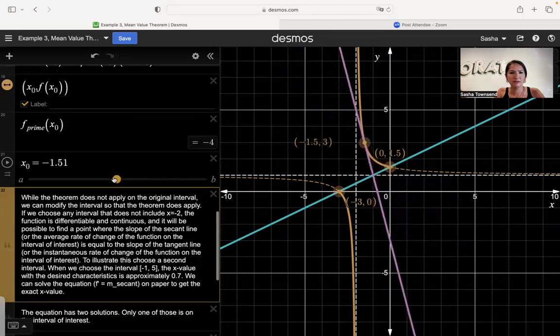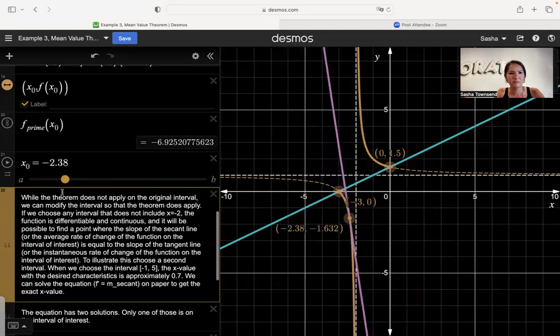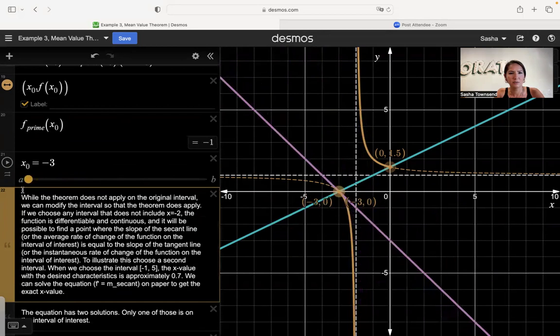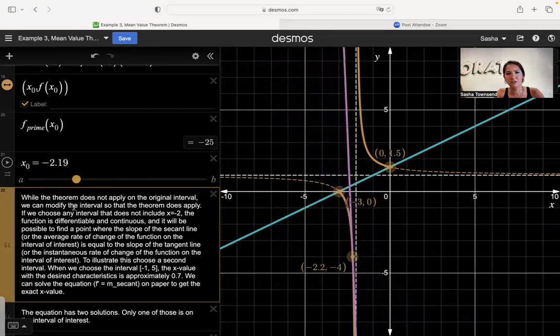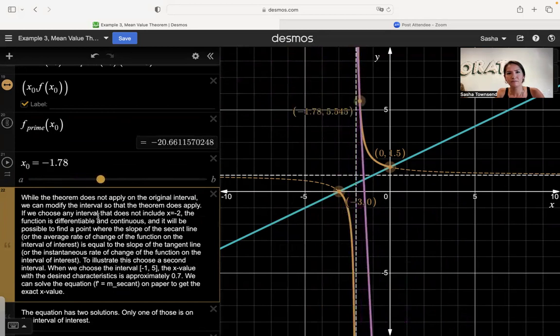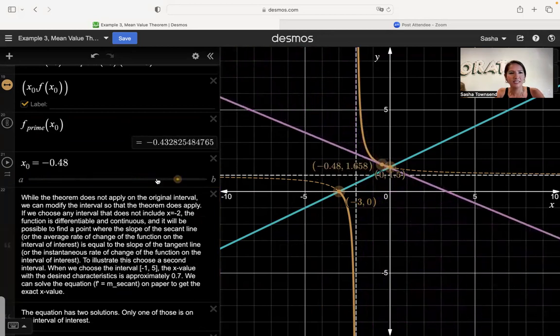So as you move your slider around, you can see how the derivative changes. So you have a slope of -1, and then it gets steeper and steeper. So larger and larger in magnitude, but increasingly negative. And then it goes the other way. At one point, it's undefined. That's when x equals -2. And then we just keep going.